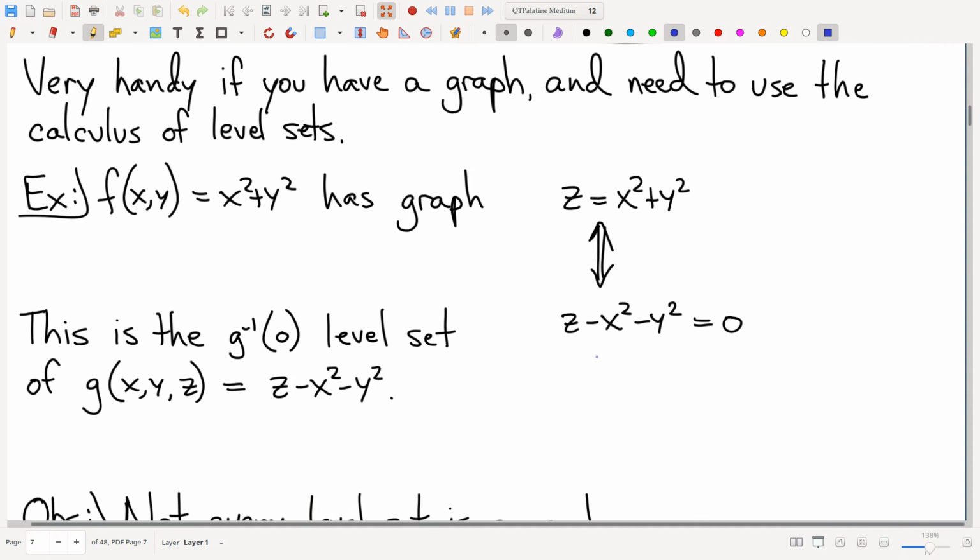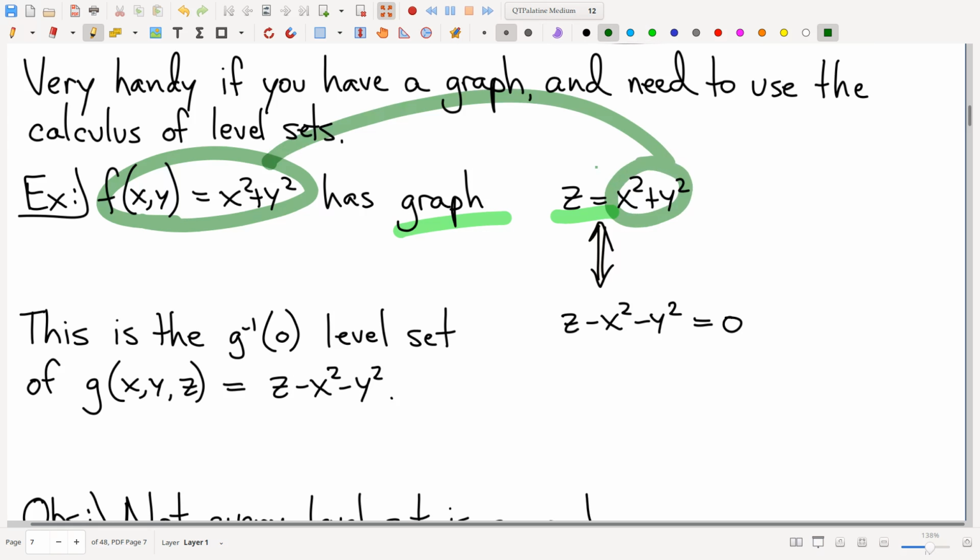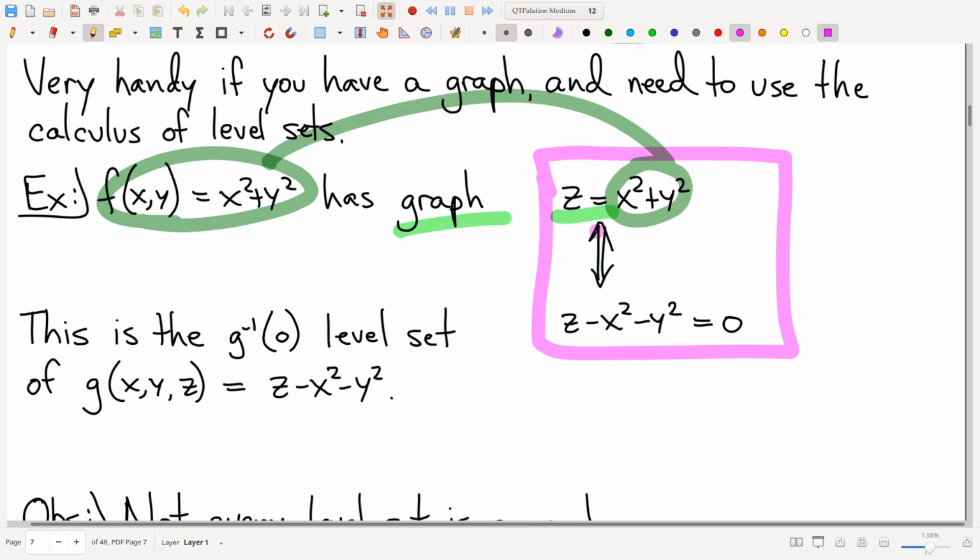So for example, here's a function. Here's the graph of that function. Maybe we want to know some stuff about this graph. Okay, fine. Well, here you go. Nothing happens here. This is just moving things around. That's barely worth mentioning, but nevertheless, there you go. Equivalent equation. And check it out. It is, in fact, a level set. See right there. Stuff equals constant.